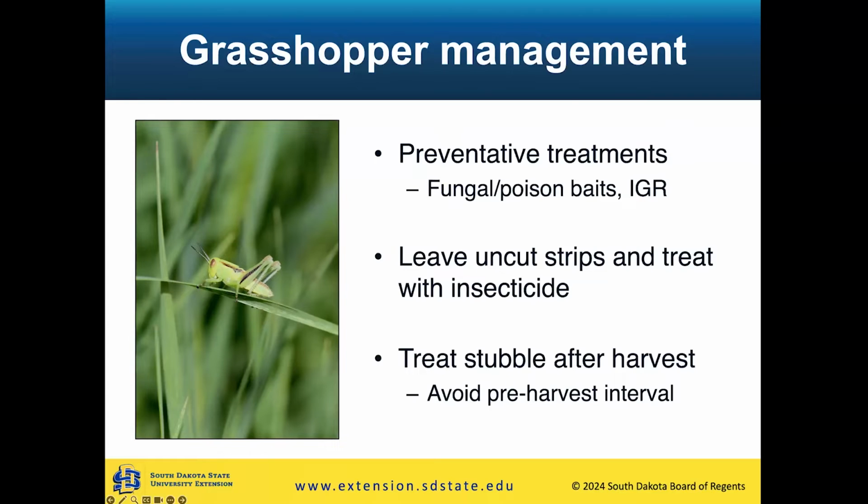So you could leave uncut strips and then treat those areas so you avoid having to treat the entire field if it's really infested. And then the other thing too with these is you can treat that stubble after harvest. You really want to avoid the pre-harvest interval. You don't want to spray those plants and then harvest them shortly after. So just be aware of pre-harvest intervals with any of those products that you use.